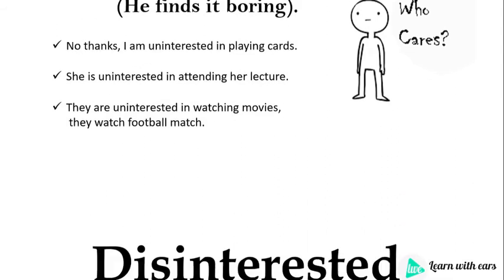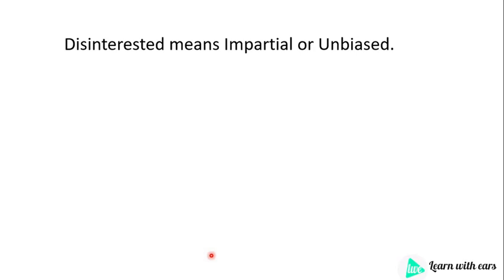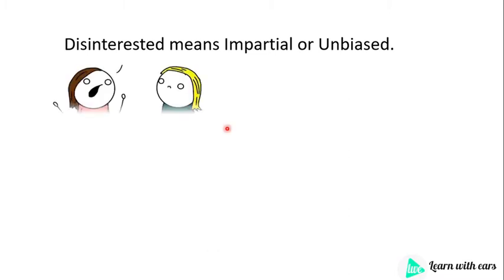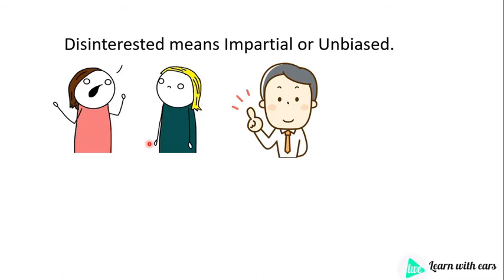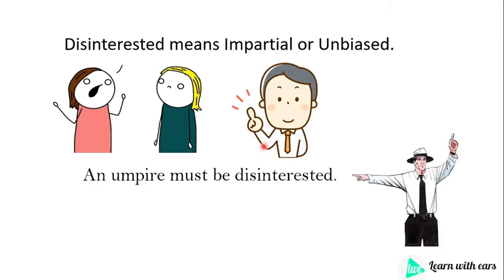Now let's see the next word, disinterested. Disinterested means impartial or unbiased. Let's understand it this way. If there is a dispute between two people, they will get a suggestion from a disinterested person, a person who is unbiased, who is impartial. Like an umpire, who must be disinterested.